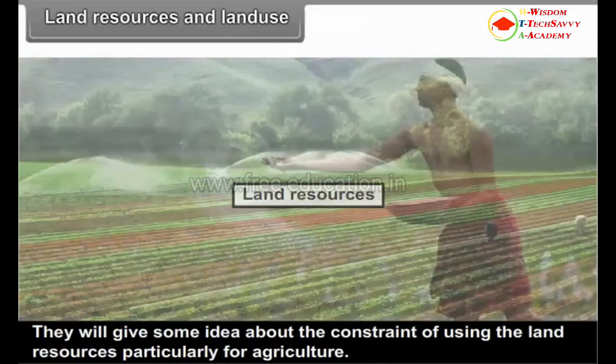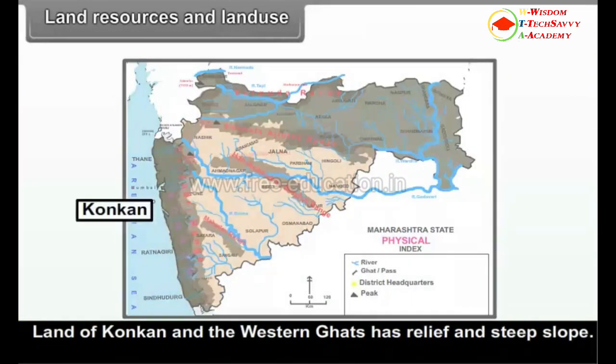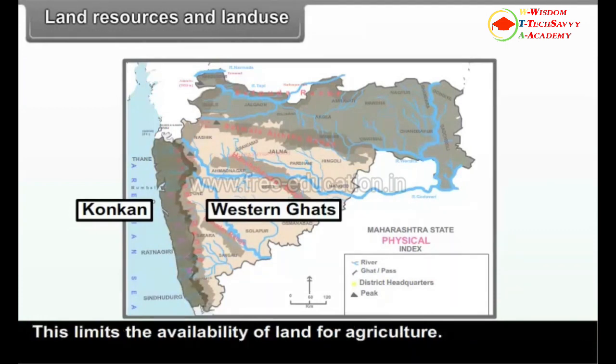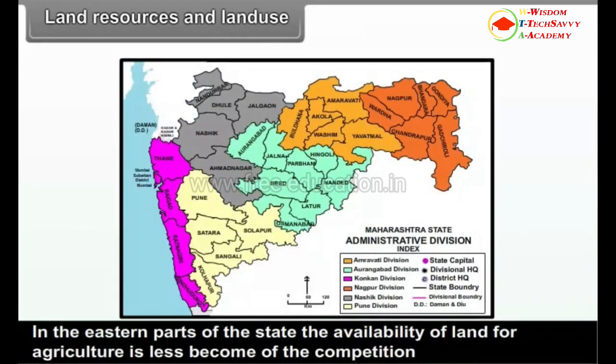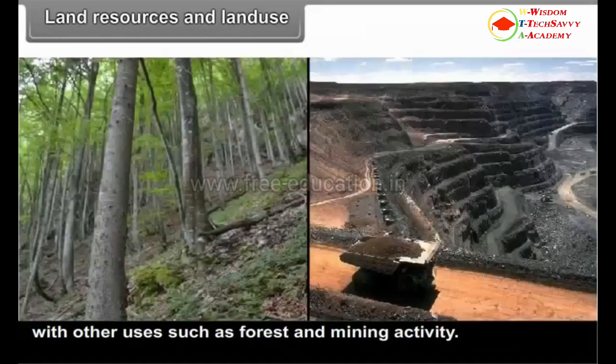resource, particularly for agriculture. Land of Konkan and the Western Ghats has high relief and steep slope. This limits the availability of land for agriculture. In the eastern parts of the state, the availability of land for agriculture is less because of the competition with other uses such as forest and mining activity.